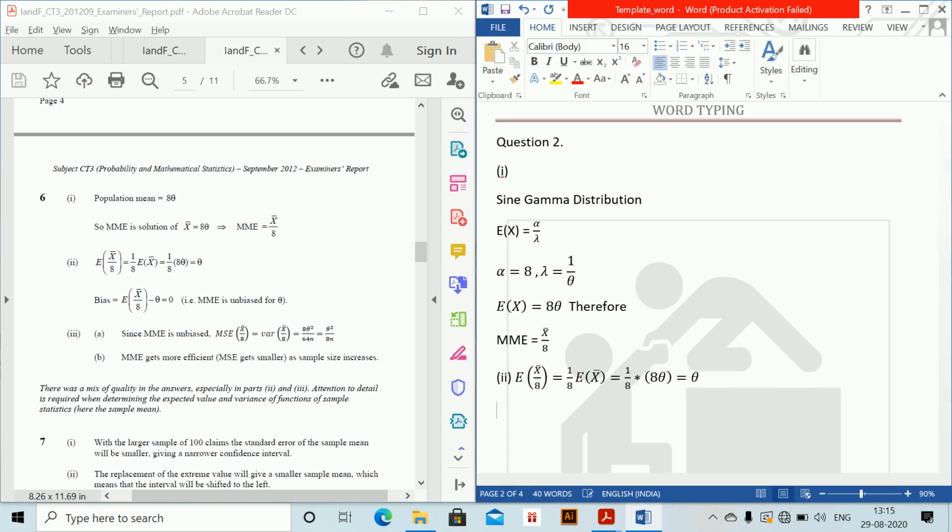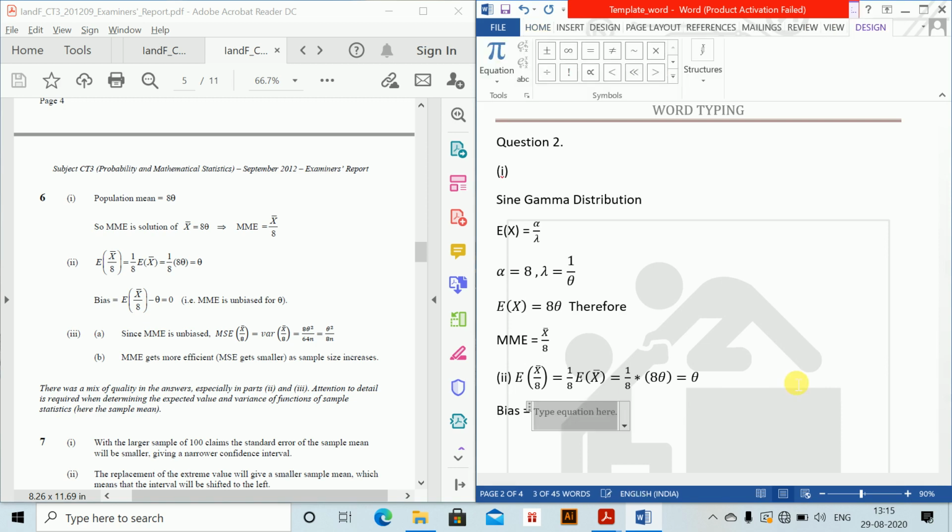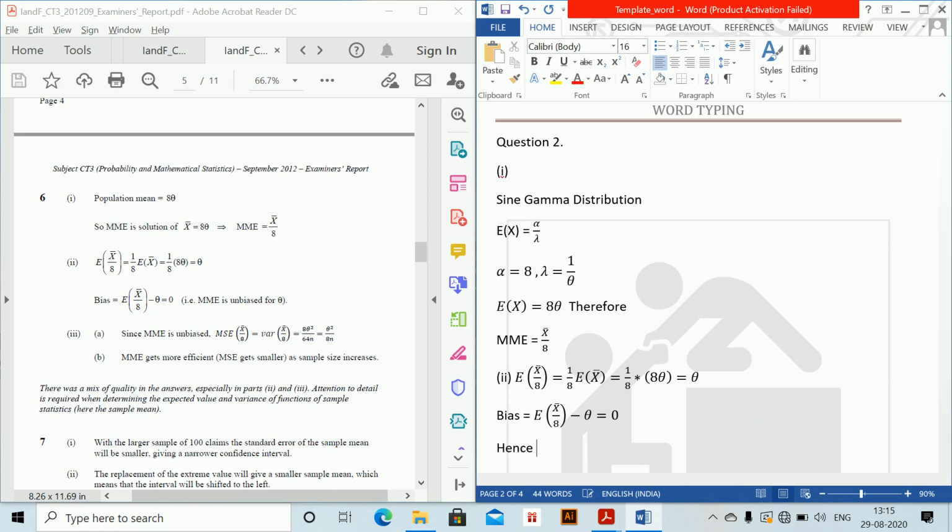Okay, and for bias, expectation of x bar divided by 8 minus theta is equals to 0. Hence MME is unbiased estimator of theta. Okay.